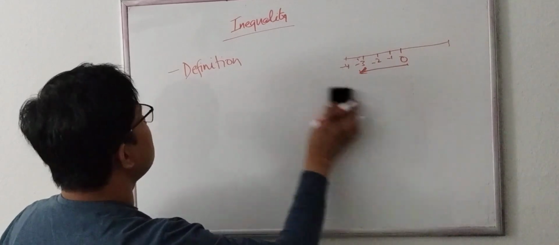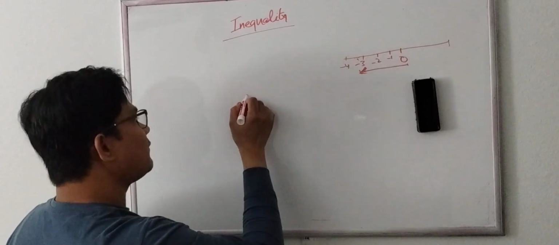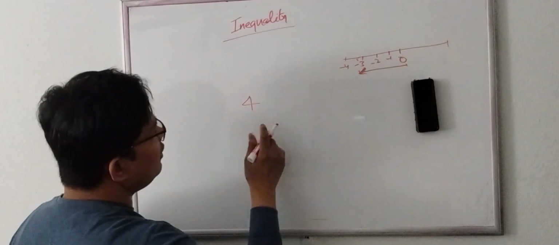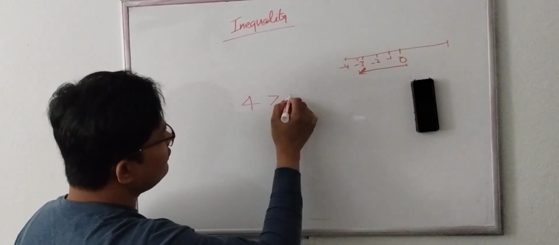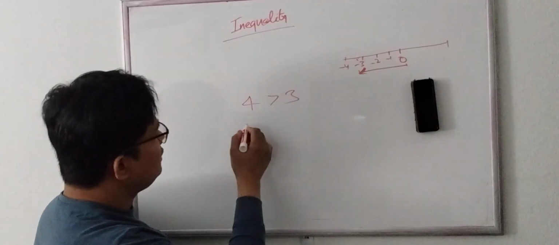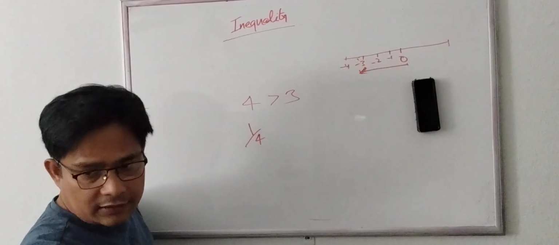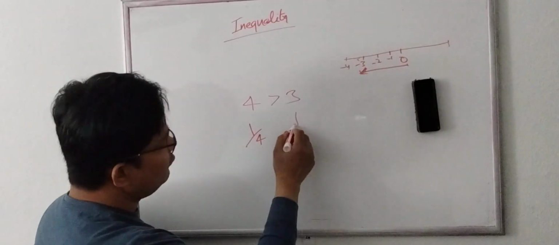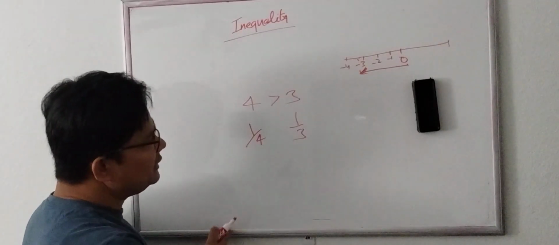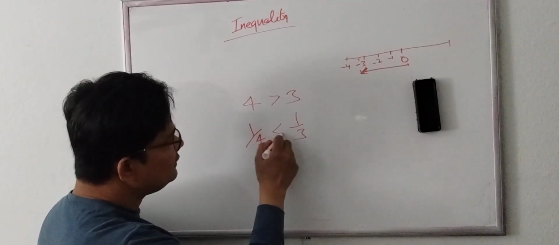Now let's talk about the inverse. 4 is greater than 3, the same example. Inverse means you take 1 by 4, 1 divided by that number, that will give you the inverse. Correct? 1 by 3. Will it change? Which number is bigger? 1 by 3. So, when you take the inverse, the relationship changes.